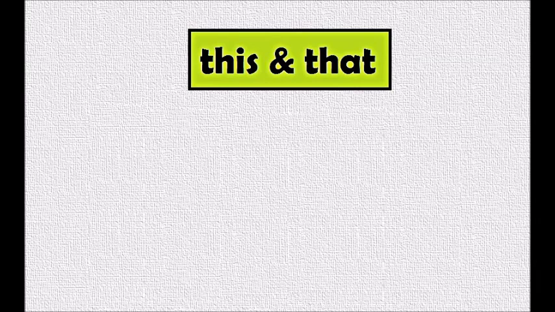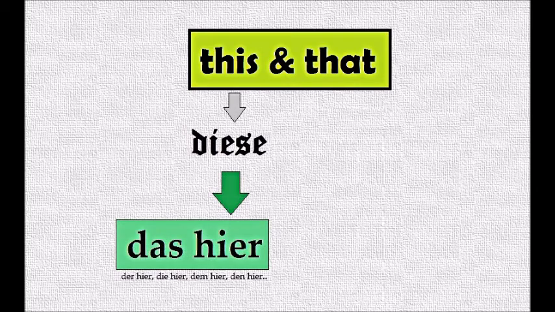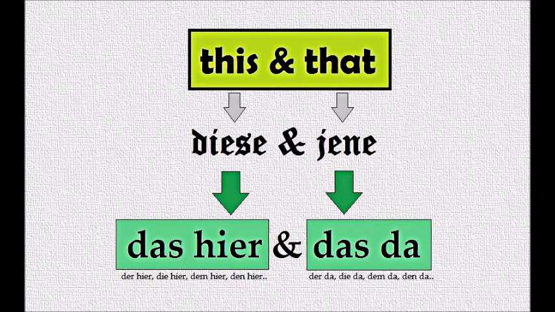Secondly, the distinction of this and that can be expressed by adding hier and da, which means here and there, to the definite article. So, for example, dieses can be called das hier, or jener can be called der da. In spoken German, this is used a lot more often than diese and jene.